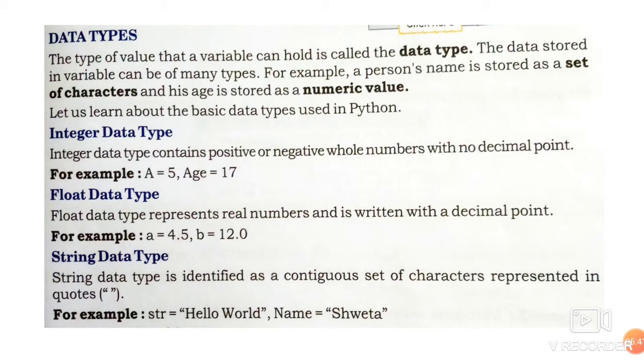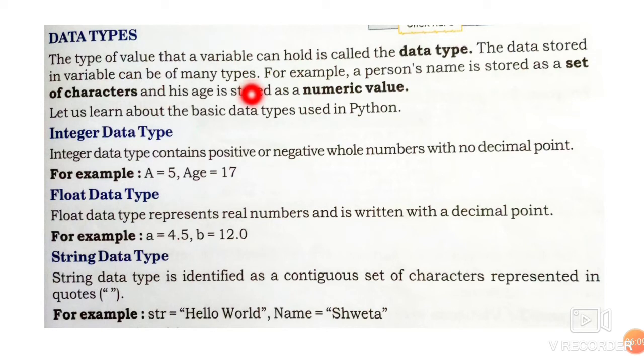We see variables. Variable means what? Variable is the memory location which holds some data. Each and every variable has some data type. Each variable has some type of value that it can hold. The type of a value that a variable can hold is called the data type. The data stored in a variable can be of many types.